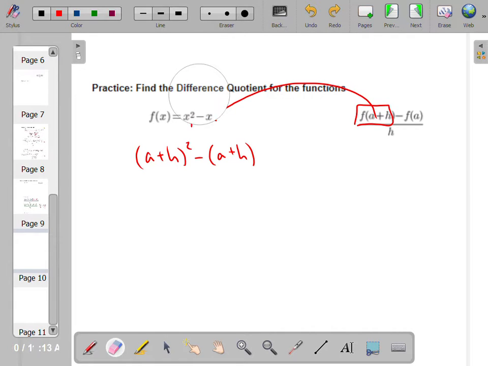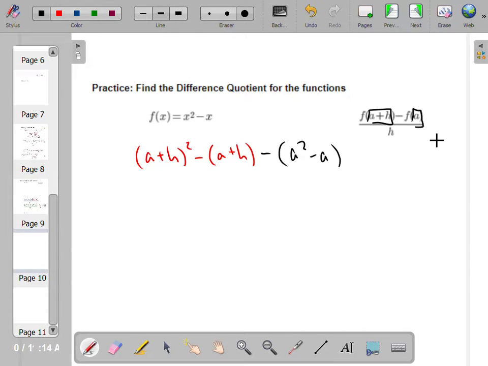I need to do the same thing now with f of a. So minus, in parentheses, instead of x squared minus x, it's going to be a squared minus a. You should never have any x's anywhere in this problem. It's always a's and h's because you're plugging in a's and h's. Now the whole thing is over h. So we're going to have to simplify this.